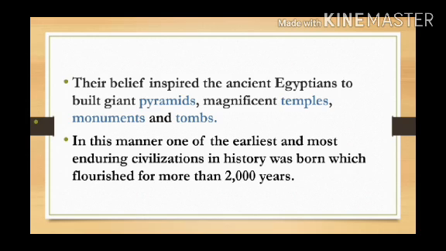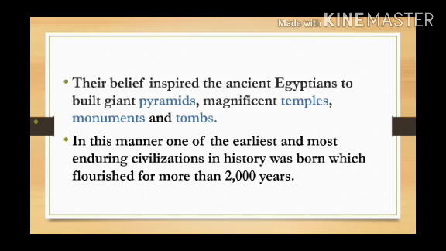So, this was the manner in which one of the earliest and most enduring civilizations in history was born, which flourished for more than 2000 years. So, the question is, how do we know so much about the ancient Egyptian civilization whose existence dates back so many years? Well, the archaeological excavations, inscriptions, and official documents have helped historians to reconstruct the history of ancient Egypt. And it is through these sources that historians have figured out the life of the ancient Egyptian civilization.